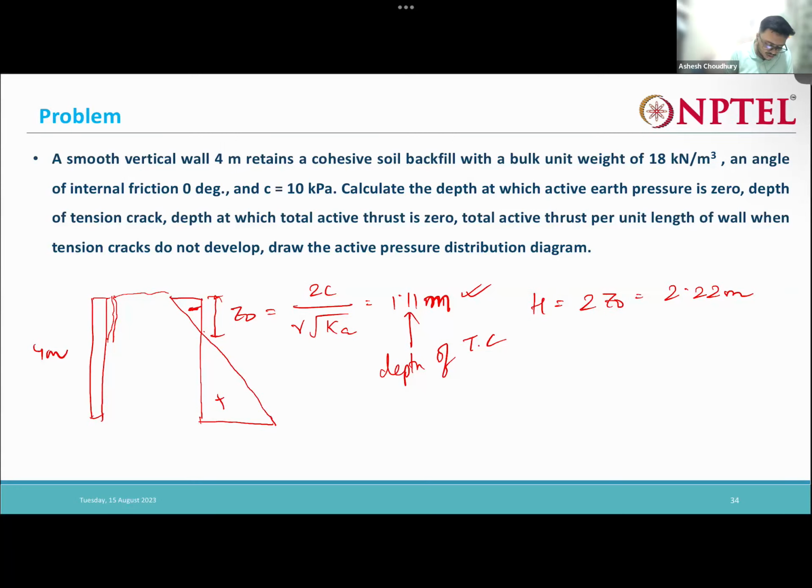Now the depth at which total active thrust is 0 is nothing but this H. If we take the summation of the total stresses in this region, it will come to be zero. Here it's positive, there it's negative, so it's going to cancel out. So the depth at which active thrust is zero is H, which is nothing but twice Z naught. Now we need to find out the total active thrust per unit length of the wall when tension cracks do not develop.